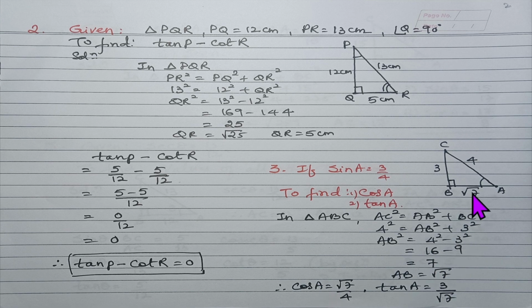Now find out cos A. Cos A is here, so cos A will be equal to AB by AC, so root 7 by 4. And we have to find tan A also, so tan A is equal to BC by AB, and that is 3 by root 7. So try to understand that.